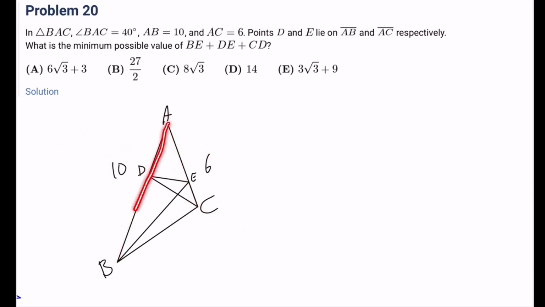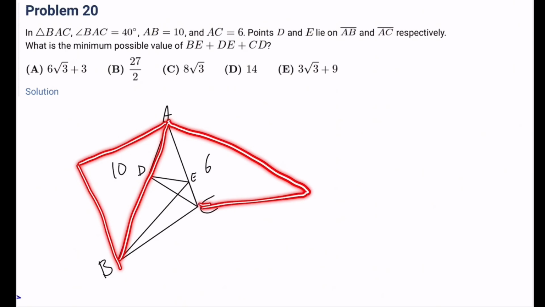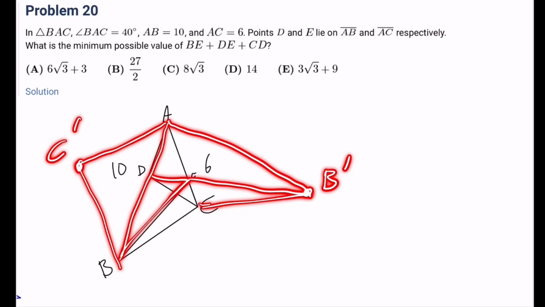Maybe we're going to have something like C here, and our B reflected over like that. So this would be B prime, and this would be C prime. And since these are just reflections, that means that BE is going to be equal to EB prime, and DE is just going to be that, and DC is going to be equal to C prime D. And so the minimum possible value of that would be if this is just one straight line, right?